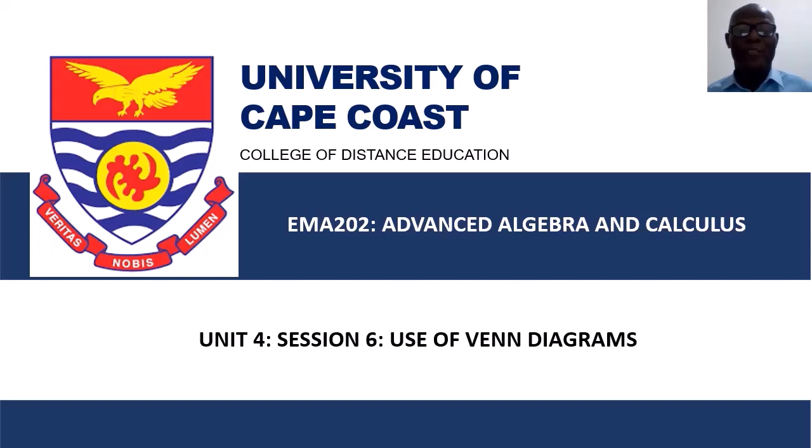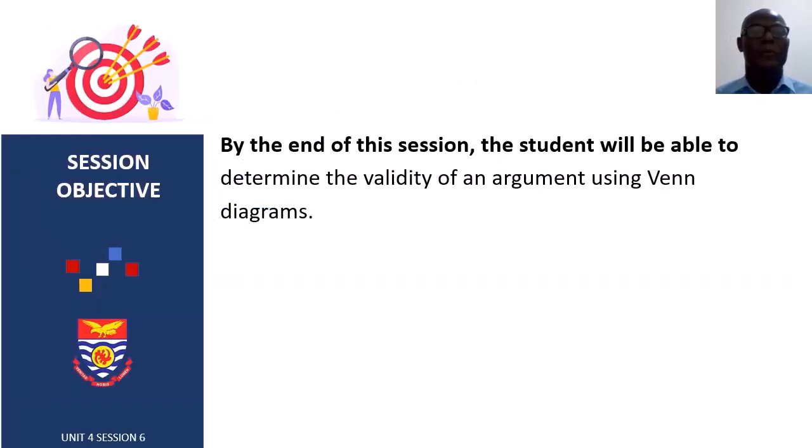Unit 4, Section 6. Use of Venn diagrams. Session objectives. By the end of this session, the student will be able to determine the validity of an argument using Venn diagrams.